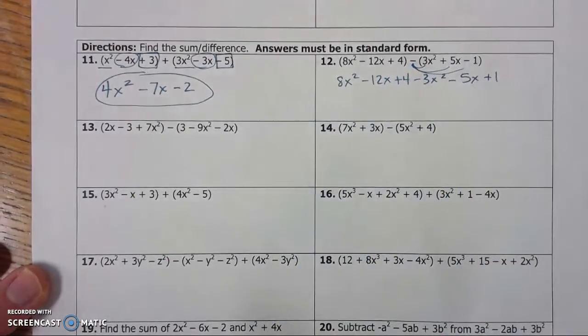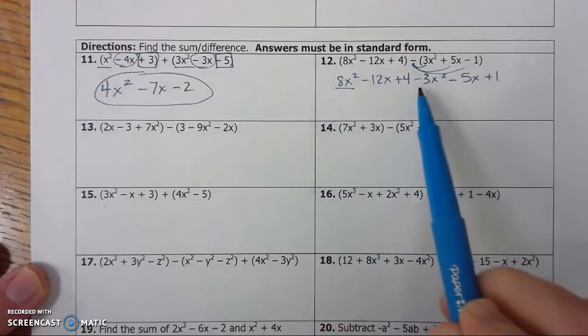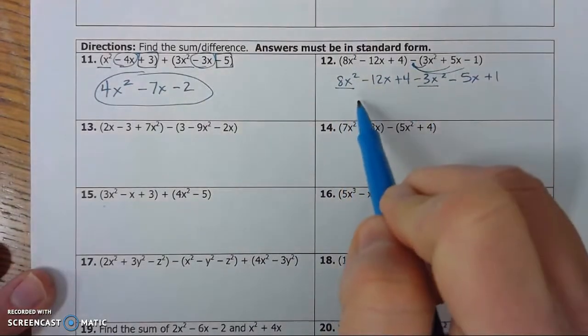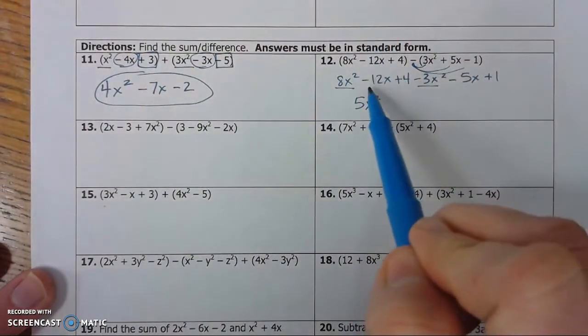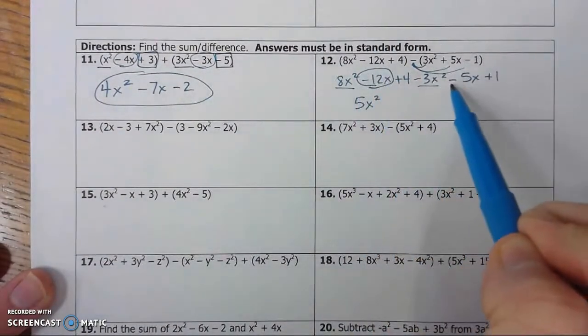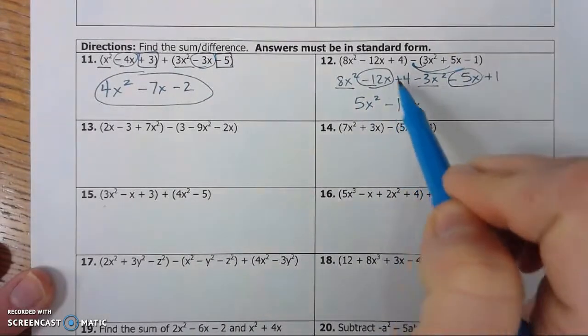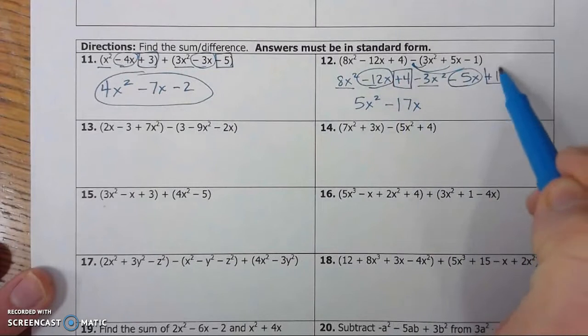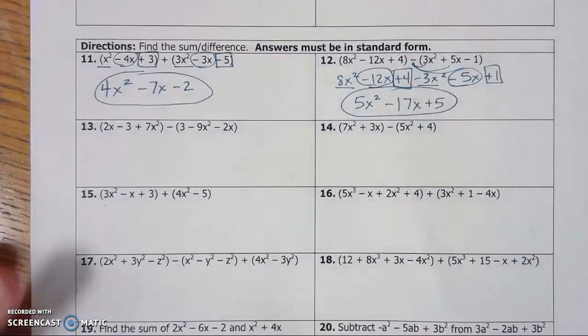And now I'm just going to combine like terms like normal. Okay, so I see 8x squared minus 3x squared, so that's going to give me 5x squared. Then I see negative 12x and negative 5x, that's going to be minus 17x. And then I see 4 and 1, both my constants give me plus 5. So then that would be my final answer.